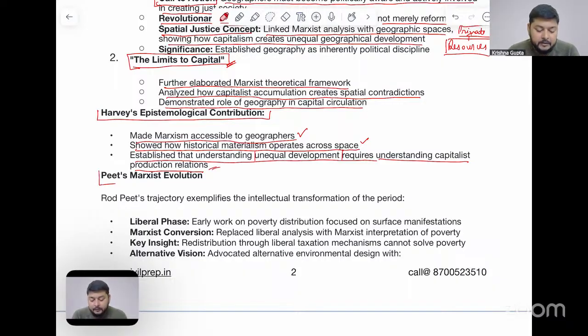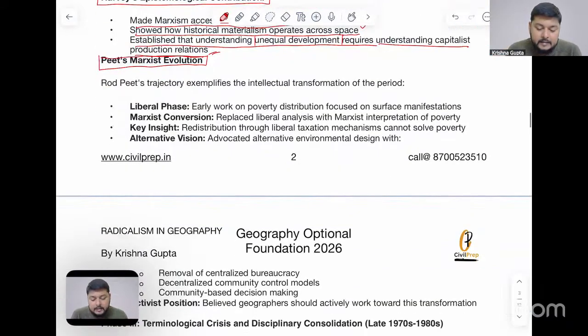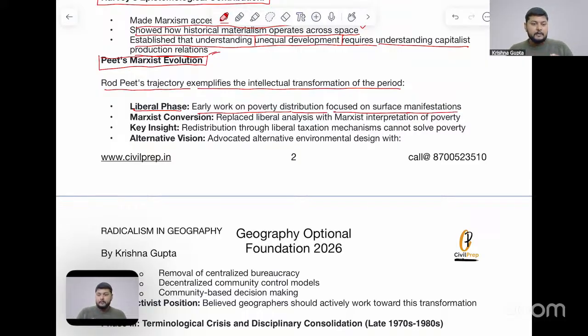Now, after him, there was Peet's Marxist evolution. Initially, Peet was associated with the radical approach. Now he is having a Marxist evolution. How this is done, let's see. Rod Peet's trajectory exemplifies the intellectual transformation of the period. Under the liberal phase, early work on poverty and distribution focused on surface manifestations. So in the initial part, it was seen as a superficial or surface phenomenon.